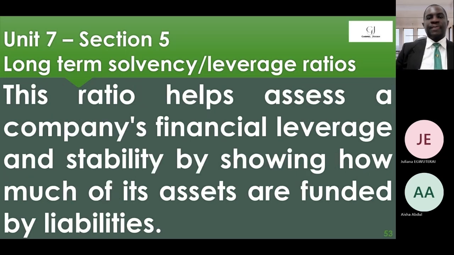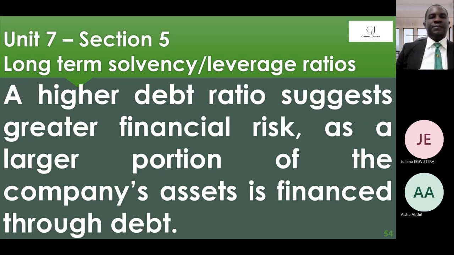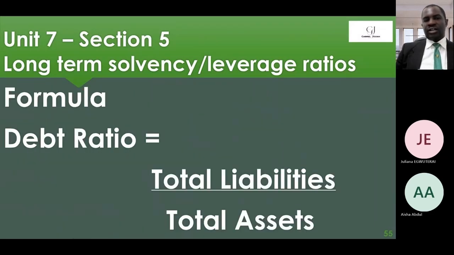Very simple ratio. It helps assess the company's financial leverage and stability by showing how much of its assets are funded by liabilities. Exactly. So the assets are funded by liabilities. I want to see the percentage. So this is not a ratio now, this is a percentage. We're looking at the debt to the total assets. A higher debt ratio suggests greater financial risk as a larger portion of the company's assets is financed through debt. Exactly. So the formula is clear.